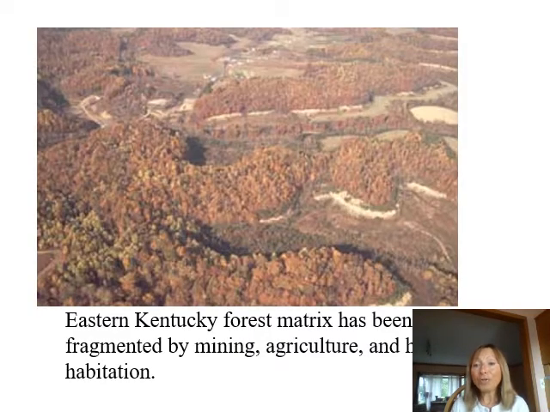This couple of orthophotos would actually show how this process is happening over time. You can simply compare this to air photos of eastern Kentucky. The first photo shows us the area. We can clearly see that the most predominant land cover here is still forest matrix, and this forest matrix is highly fragmented by mining, by agriculture, and by human habitat.